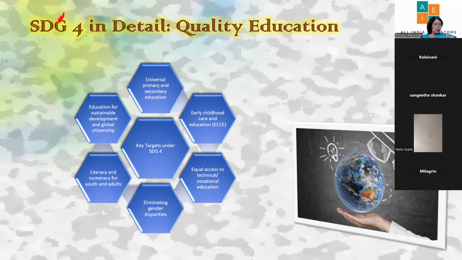Gender equality and inclusion. Eliminate gender disparities. Everyone should get equal rights, equal opportunities. Youth and adult literacy should be there. Education for sustainable development. Ensure learners acquire knowledge and skill. Promote sustainable development, including through education and lifestyle. Human rights, gender equality, peace, and global citizenship, which are very, very essential.